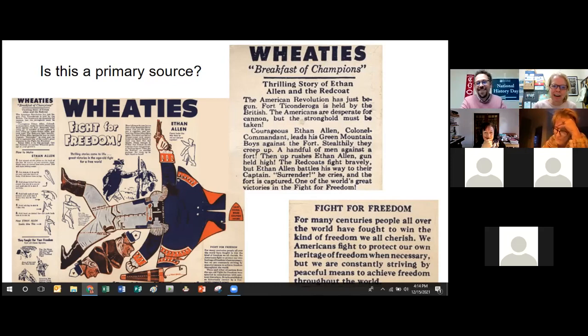Well, and they do. I did cut off the part where they said this information comes from a university scholar. It doesn't say which university or which scholar. But yeah, this is some information about Ethan Allen. It's sort of a retelling of why he's famous. So not a primary source about Ethan Allen. If you're researching the Revolutionary War, it's not a primary source.